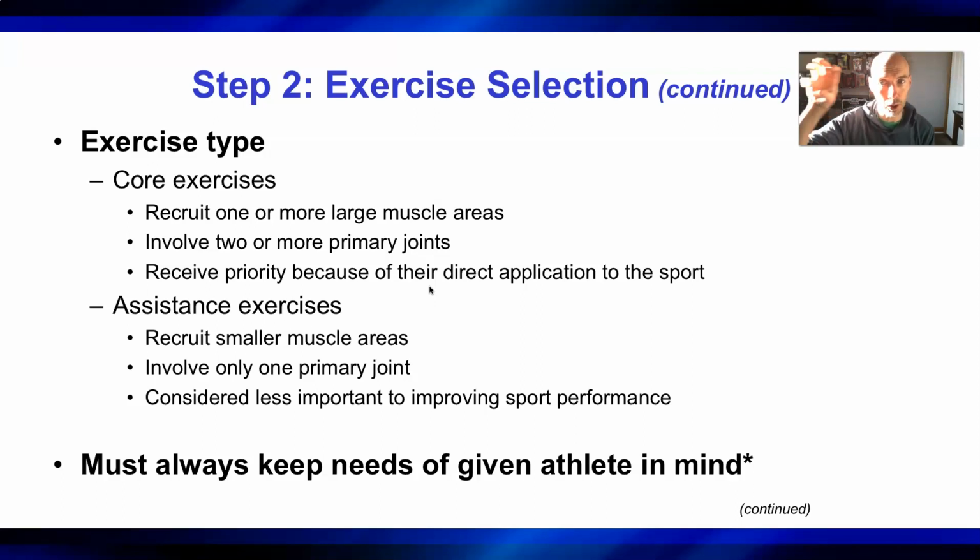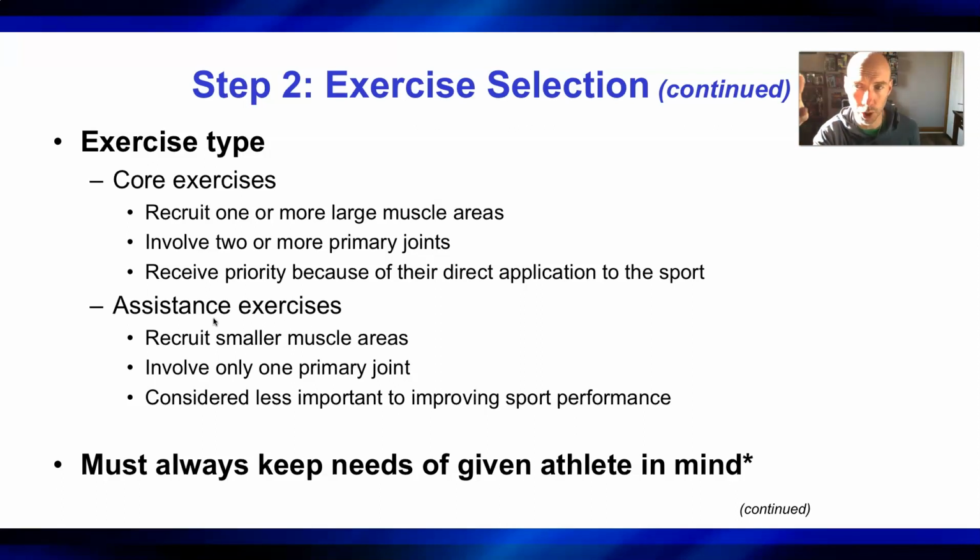After you identify your core exercise, you would then choose a series of assistance exercises to complement the core exercise. Assistance exercises recruit less muscle mass. They may only involve one joint, okay? And they're less important for the sport. So a good example of an assistance exercise might be a bicep curl, hamstring curls, dumbbell chest flies, right?